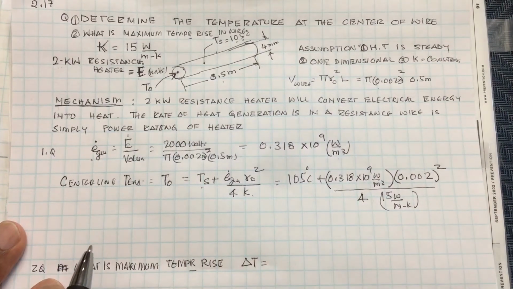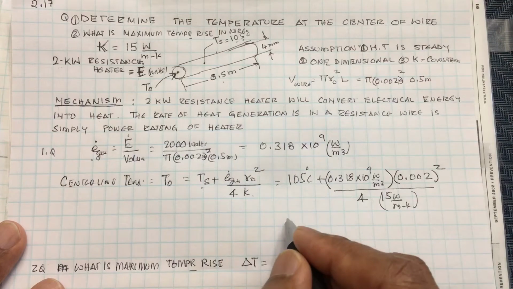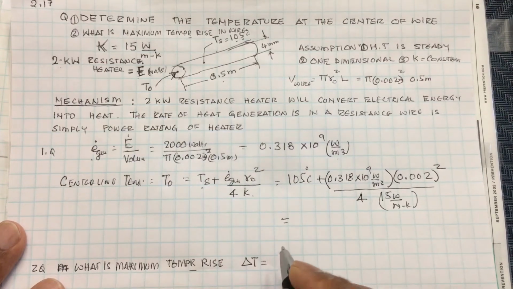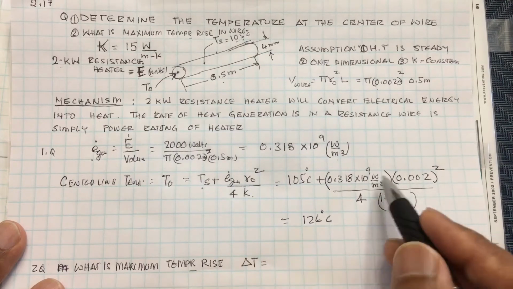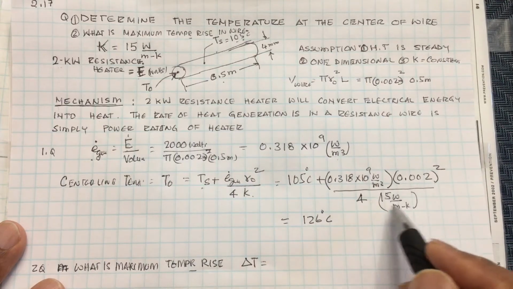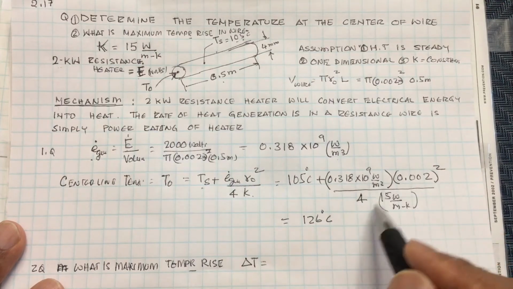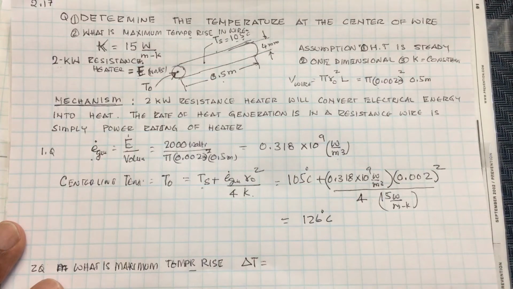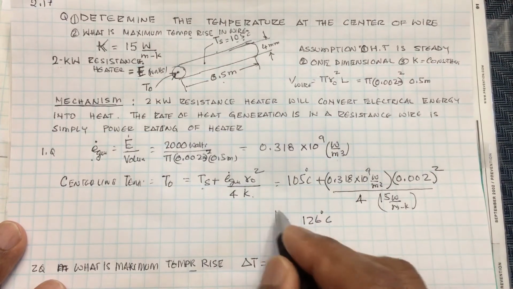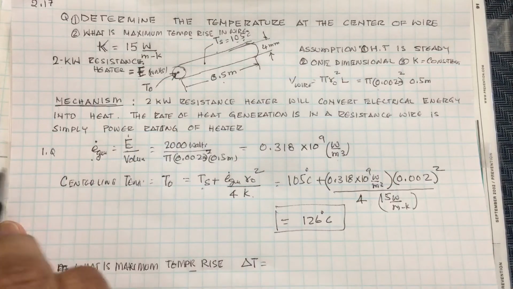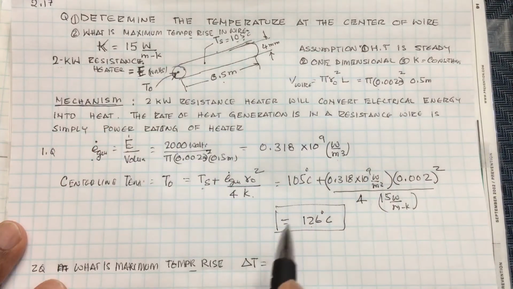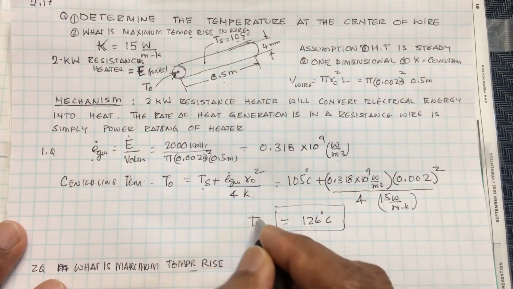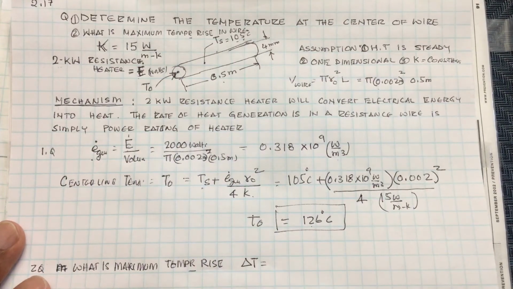So you see how all the information is there. So you simplify this and you come up with 126 degrees centigrade. All the meter cube will get cancelled, watts will get cancelled, and you end up with degrees centigrade. So that is the first part of the question. T0 is 126 degrees. What is the maximum temperature rise? Second part of the question.